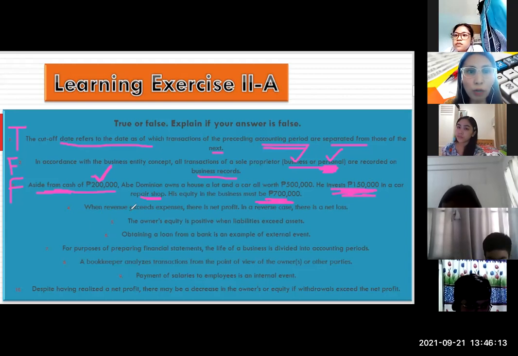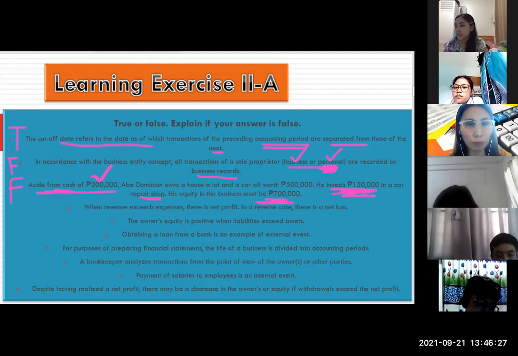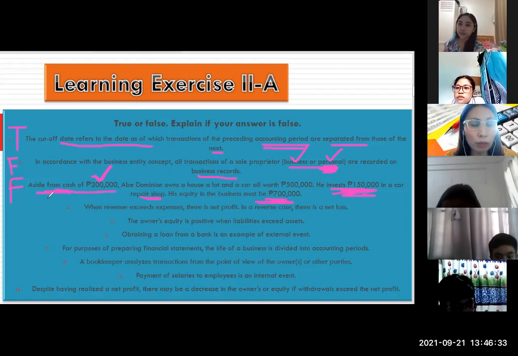So, for number four, when revenue exceeds, yes, Ms. Jamela? Pakiread po. Sure, true po. Sige, pakiread, Ms. Jamela, for number four. When revenue exceeds expenses, there is net profit. In a reverse case, there is a net loss. True. Okay, po. Correct. True is the correct answer for number four.